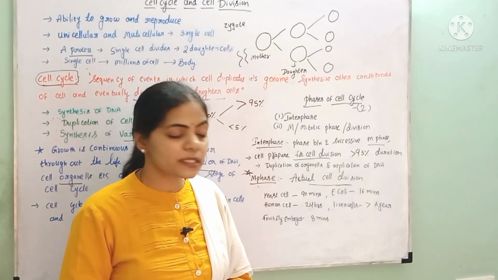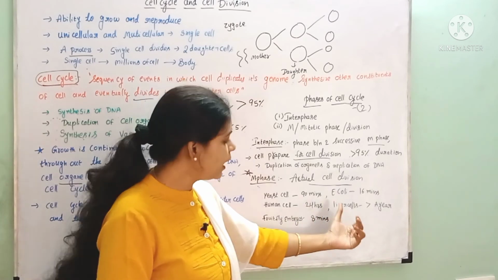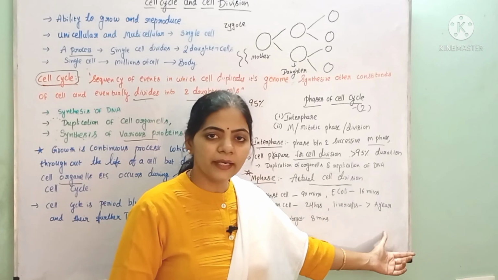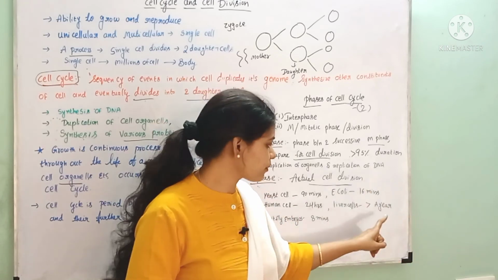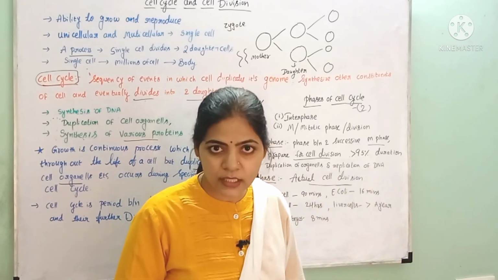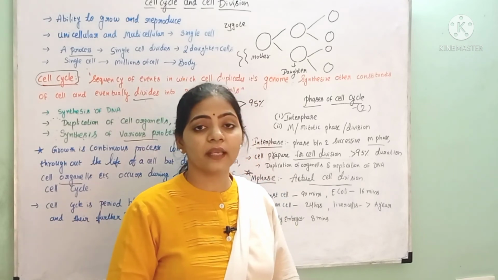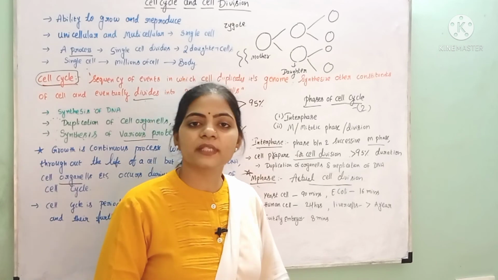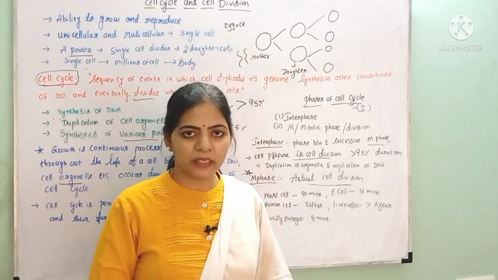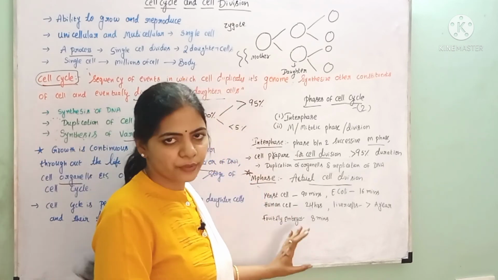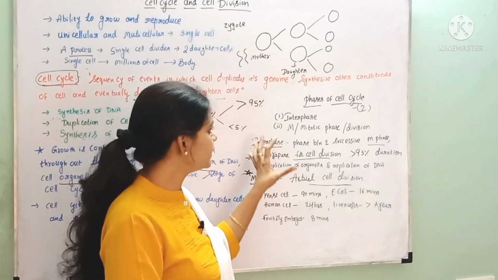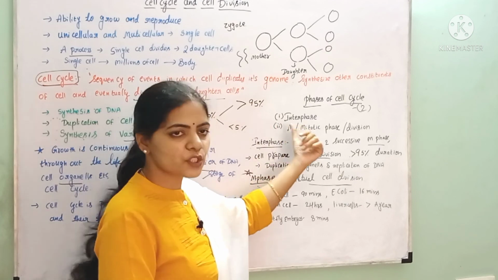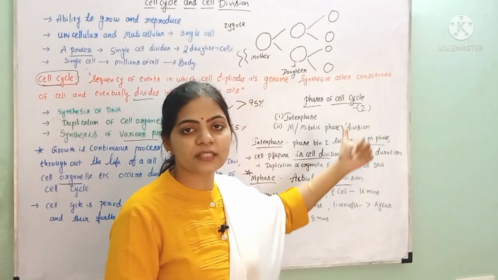For the division of the human cells it takes 24 hours, and the liver cells take the maximum time. For the replacement of the liver cells they will take more than a year, 1 year. And fruit fly embryos divide once in every 8 minutes. So these are the several durations. Here this is about the two phases of the cell cycle. In the next video we are going to study interphase in detail.